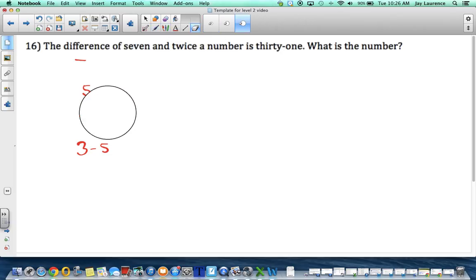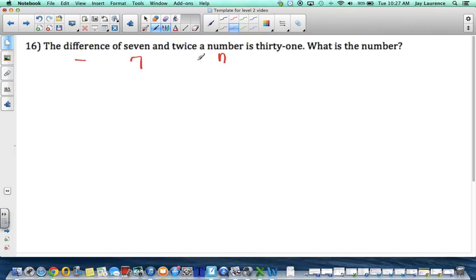So when I say the difference of 7 and twice a number, that's going to be 7 minus 2n. How do I know that? Because the 7 comes first, and twice a number comes second, is 31.